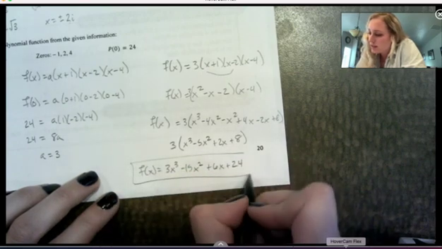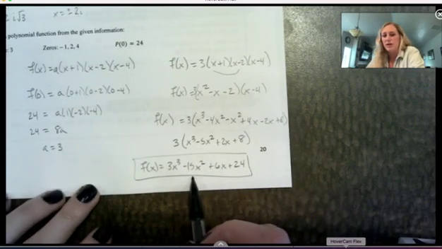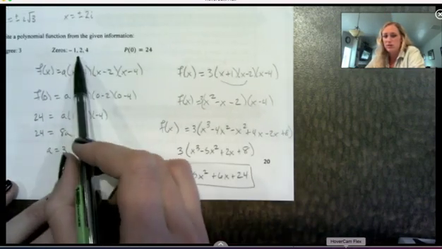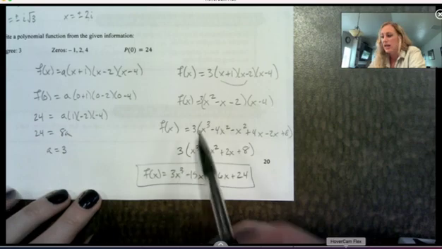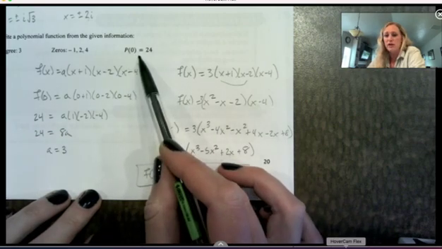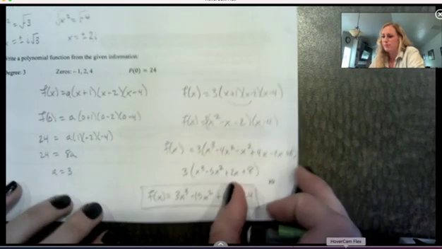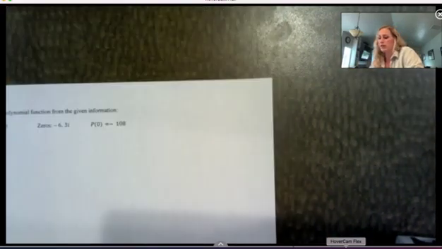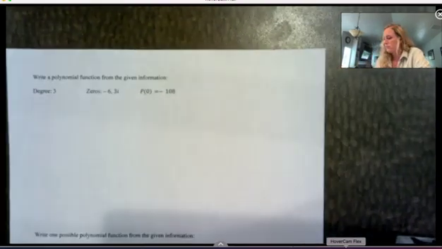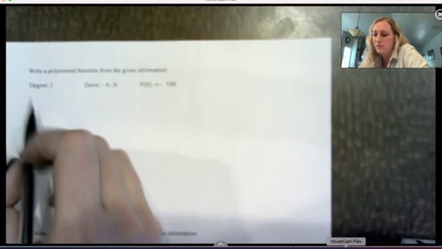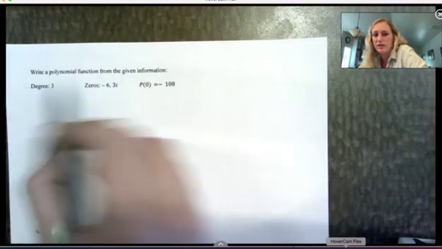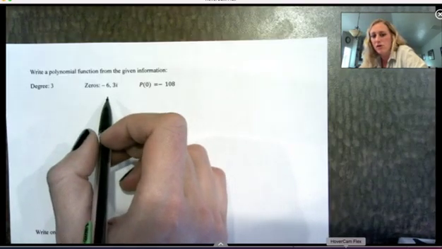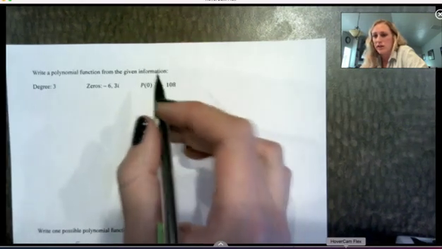So this is a polynomial that has these 3 zeros. It's of degree 3, and when we plug in 0, we get 24. All right, we got another one like that. Okay, here, also degree 3, they're only giving me 2 zeros though. And then again, I'm going to solve for a leading coefficient.